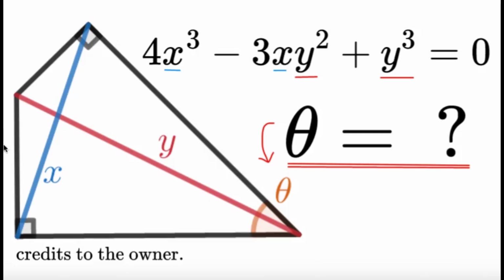We have this figure on the right. So we have a quadrilateral with two right angles as shown. The blue segment here, one diagonal has length x, the other diagonal has length y. And the relationship between x and y is that 4x cubed minus 3xy squared plus y cubed equals 0, whereas to get the measure of angle theta.